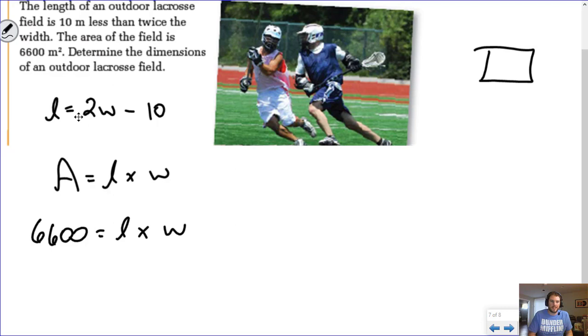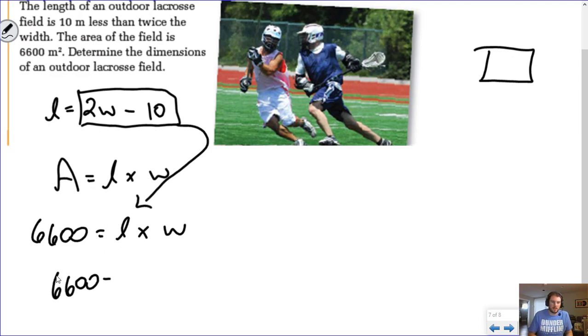So what that means is we can take this 2w minus 10, because we know that that is equal to the length, and put it into our equation for L. So 6,600 is going to be equal to, and what I'm going to do is replace this L with 2W minus 10, and then we'll still have this times W on the end. And what that'll do is now we no longer have A's or L's, all we have are W's, so it's up to us to solve for W.